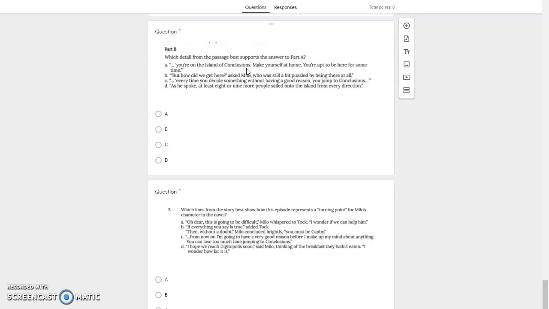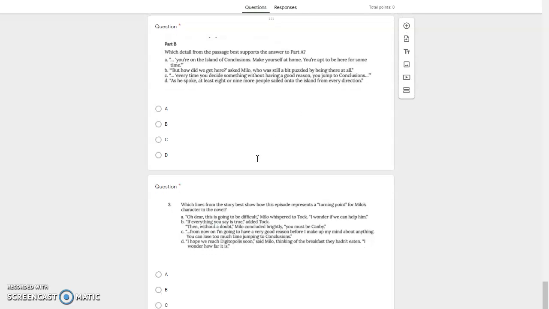You're on the Island of Conclusions. Make yourself at home. You're apt to be here for some time. But how did we get here? asked Milo, who was still puzzled by being there at all. Every time you decide something without having a good reason, you jump to conclusions. As he spoke, at least 8 or 9 more people sailed into the island from every direction.